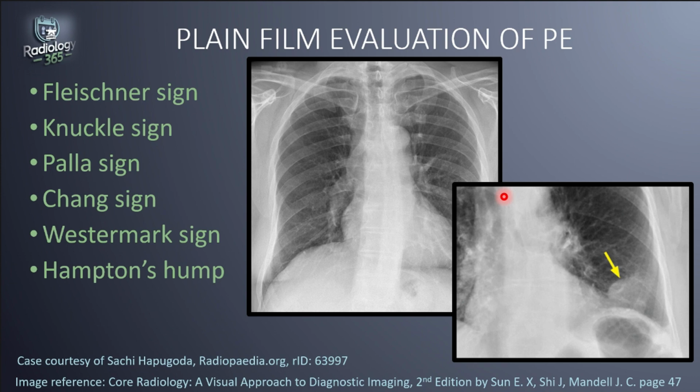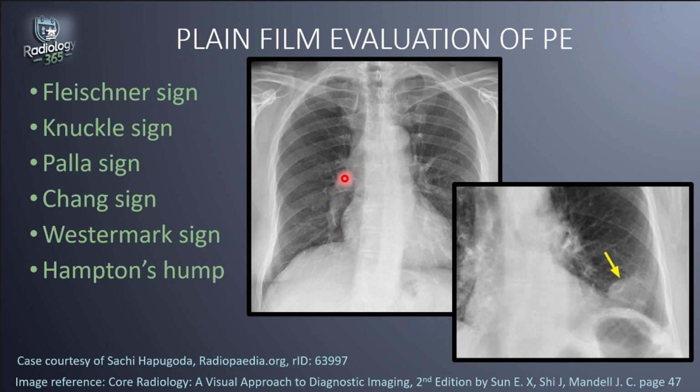Now, Westermark sign is regional oligemia in the lung distal to the pulmonary artery thrombus. So an area of the lung would appear to have fewer blood vessels compared to the contralateral side, and that is secondary to a pulmonary thrombus. The final one is Hampton's hump, which is a peripheral wedge-shaped opacity representing the pulmonary infarct. This image actually shows a dilated right descending pulmonary artery here. That's the Fleischner sign.